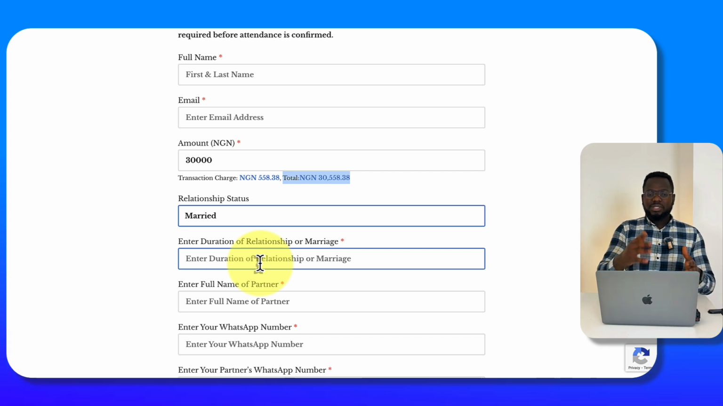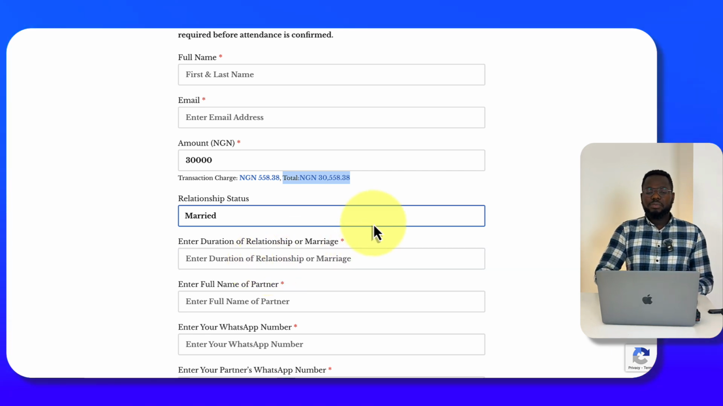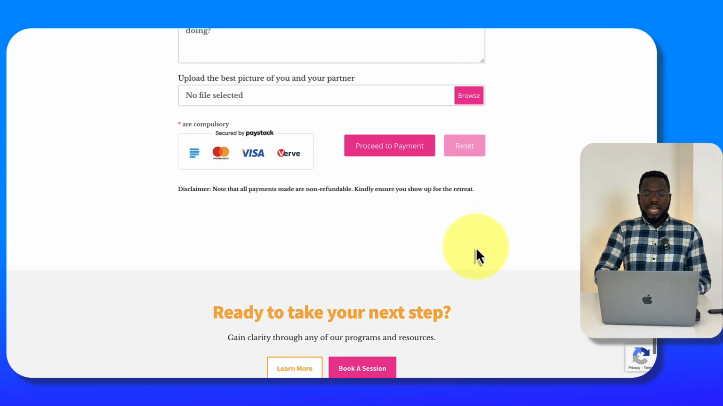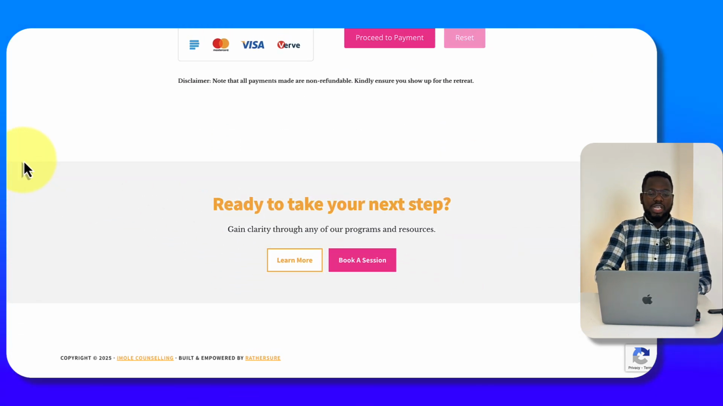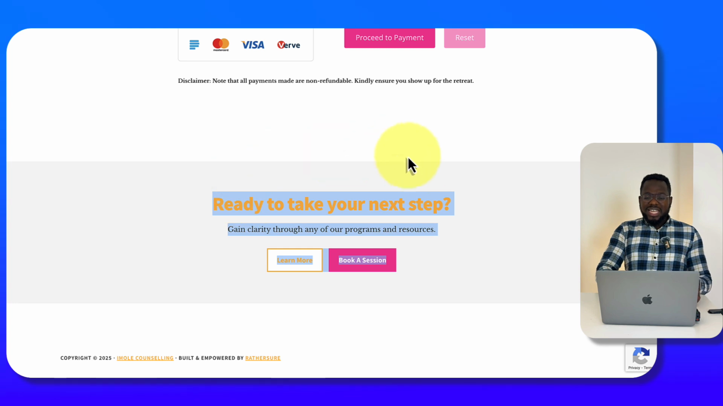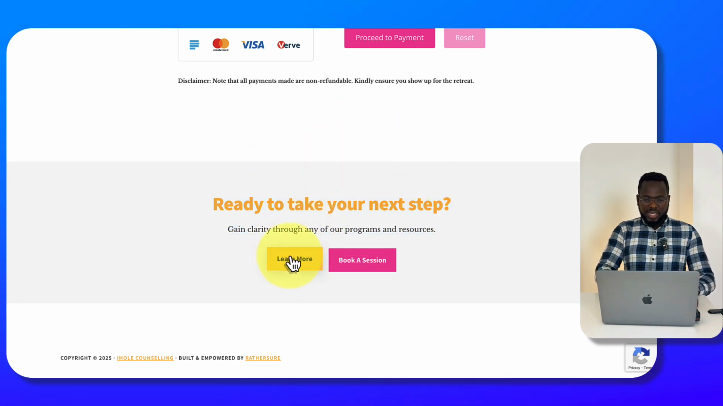I wouldn't have all of these details, to be honest. So once you do that, I would totally remove all of this. They don't need it. Some people will come here and start clicking on learn more, book a session. They will be confused because you have several calls to action on the same page.